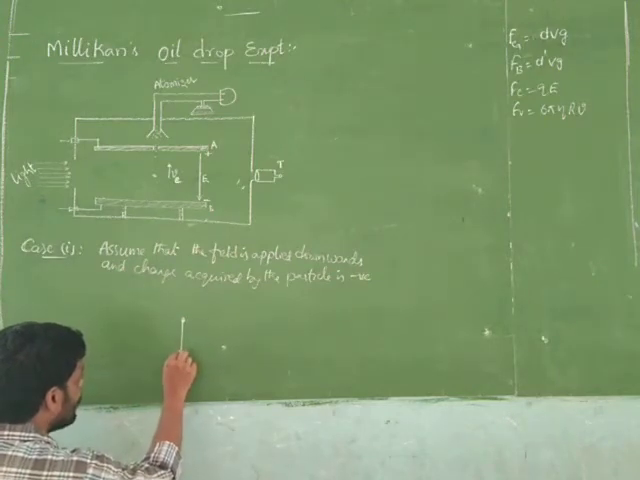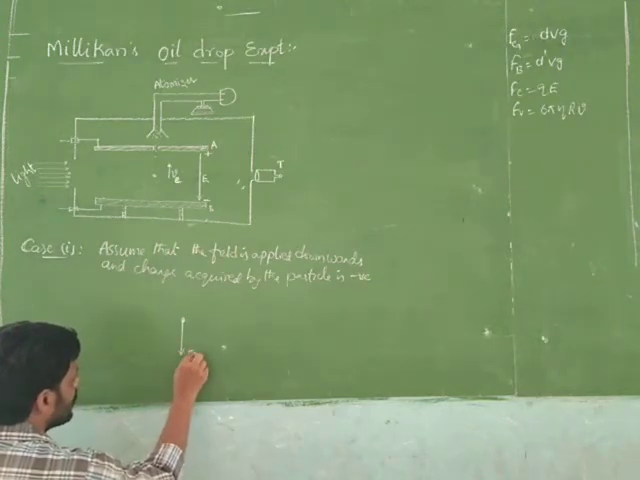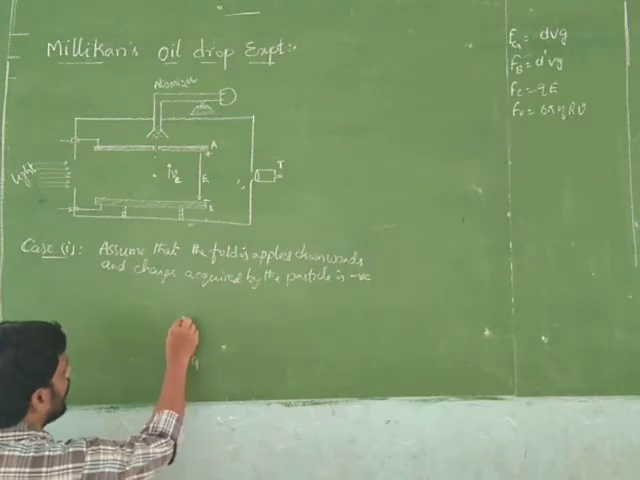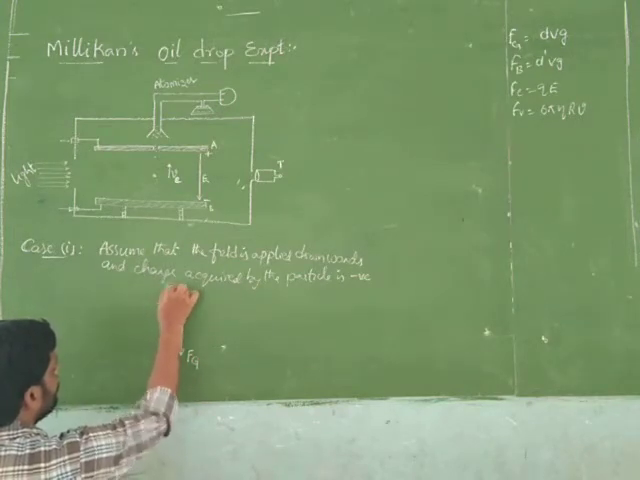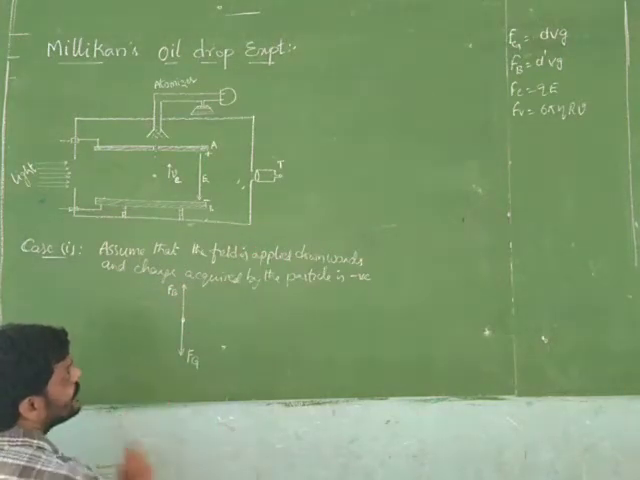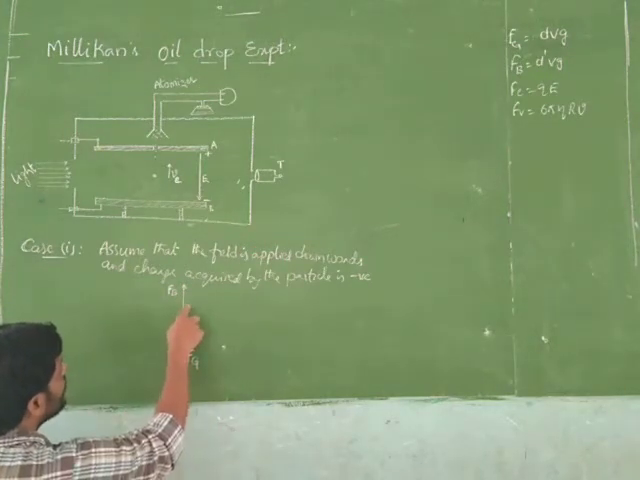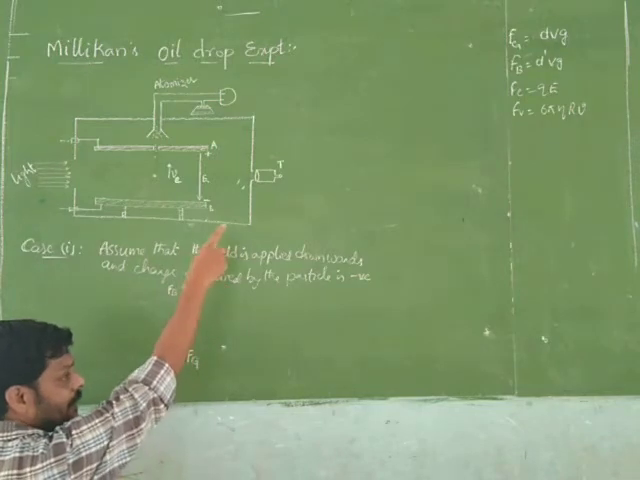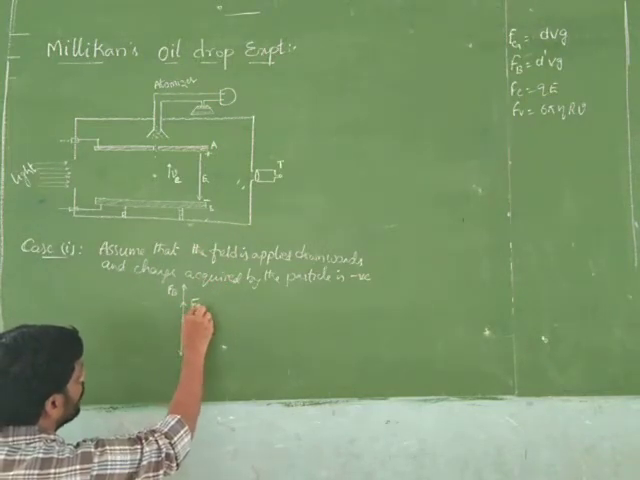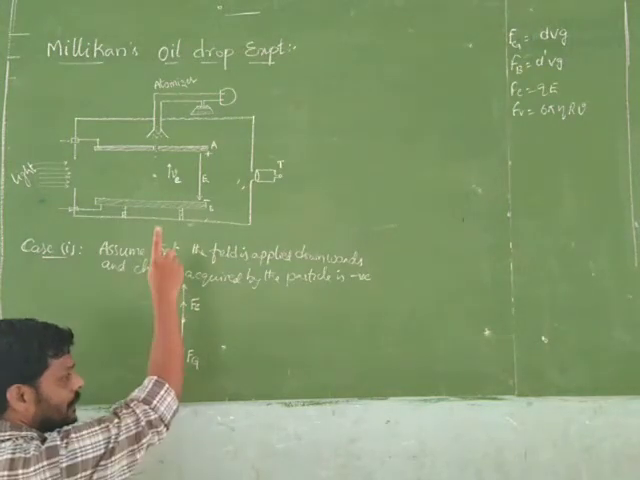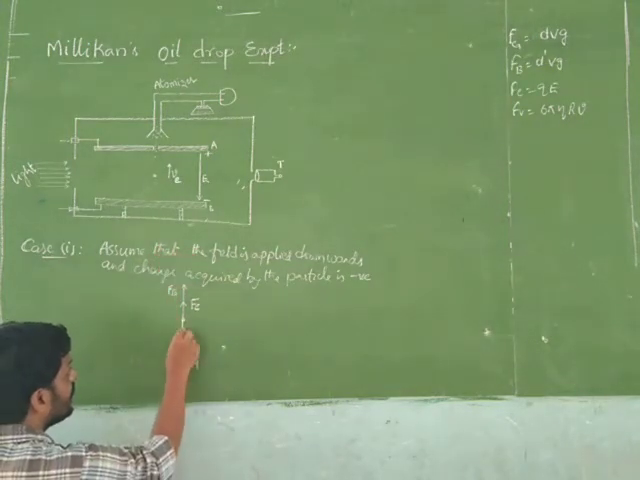The gravitational force is acting vertically downwards without any doubt. The buoyancy force is acting vertically upwards. We know that. Now, coming to the electrostatic force. Since it is a negatively charged particle, the force is against the field direction. So this is the electrostatic force. Since the particle is moving vertically upwards, viscous force is acting vertically downwards.